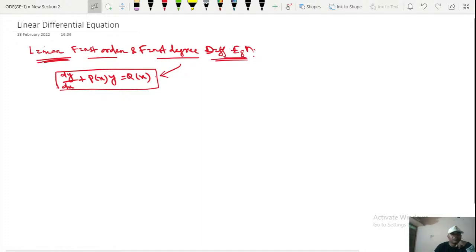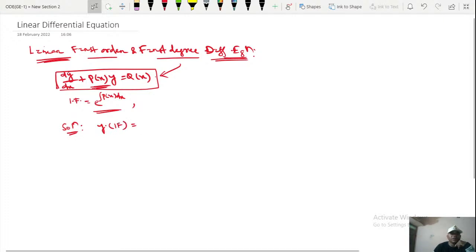If a differential equation is given in this way, then you have to find the integrating factor. Its integrating factor is e to the power integration of p of x dx. This is your p of x, then your integrating factor is this one. Then what is its solution? Its solution is y into integrating factor.